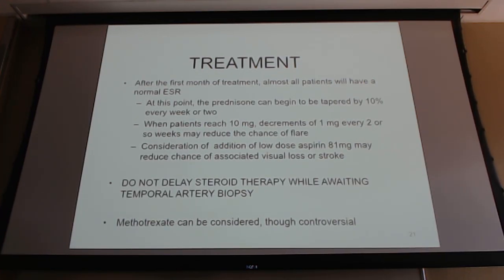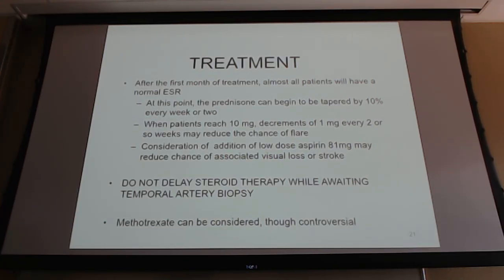After the first month of treatment, almost all patients will have a normal ESR. So it'll drop down below 50, and then we can start to taper down some of those steroids. We can also consider adding a low dose of aspirin, right? So let's thin out that blood a little bit so that we don't have this happen again.